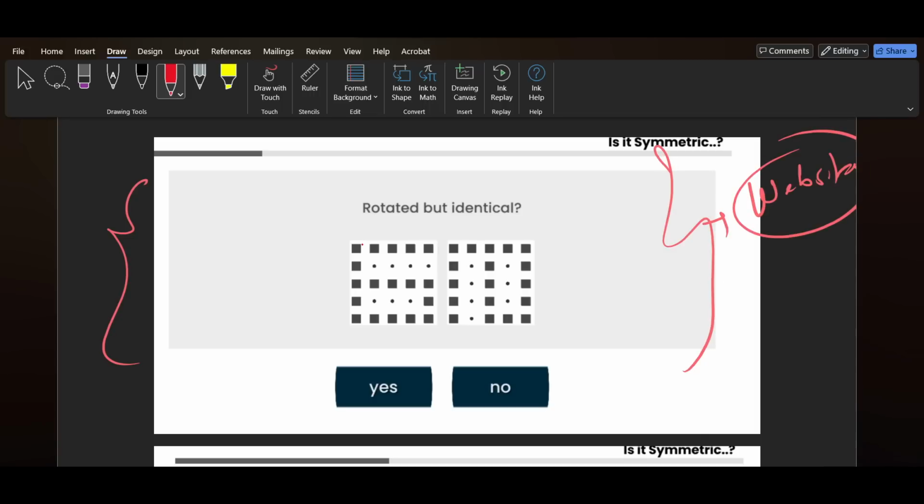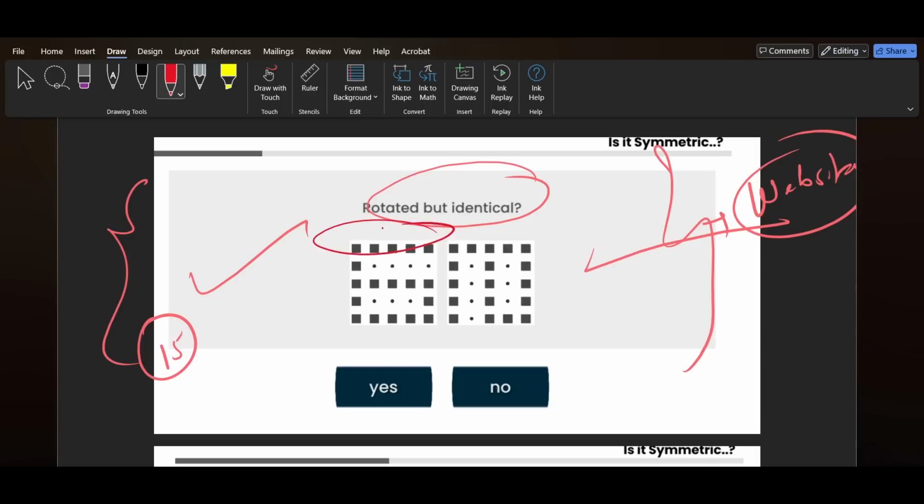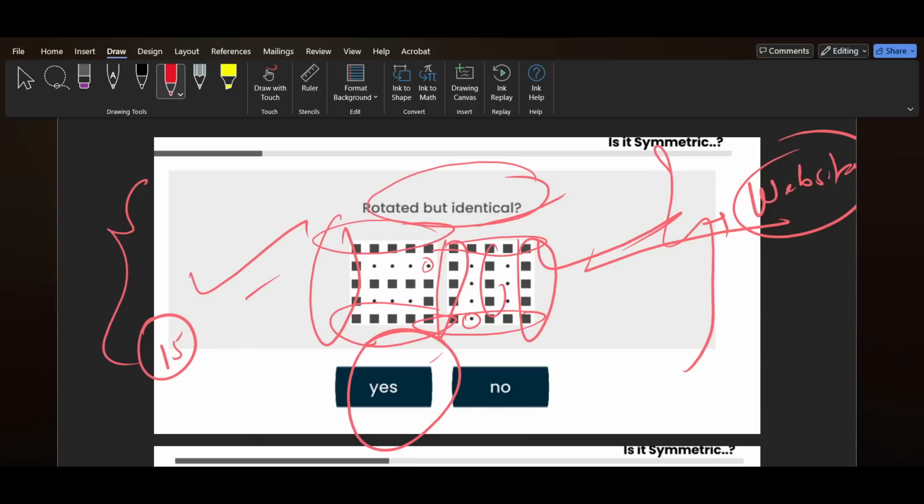If you can see here, rotated but identical. These two figures are given for only 15 seconds. We need to identify whether these figures are rotated and identical. Just see here, three borders are fully covered and one border is left with 1 point. Check this one: three borders are fully covered and one border is left with 1 point. So this is identical and this is also covered. So yes, the answer is yes, both figures are identical.